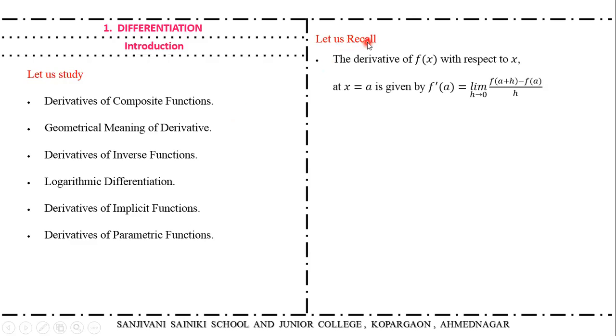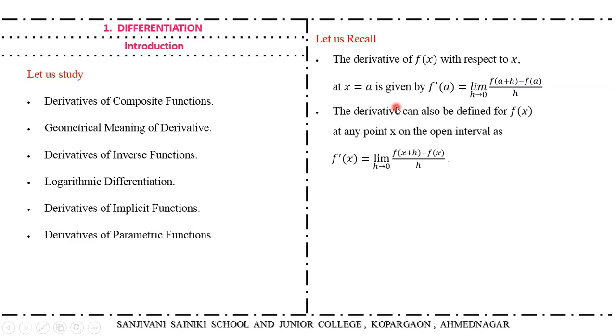Now let us recall what we have studied in earlier class, that is in 11th standard. The derivative of f of x with respect to x at x is equal to a. So we are finding the derivative of the function at a particular point x is equal to a and it is given by f dash at a. It is a notation. f dash means derivative of f. f dash at a is equal to limit of f of a plus h minus f of a upon h as h tends to 0. This is the value of the derivative at point x is equal to a.